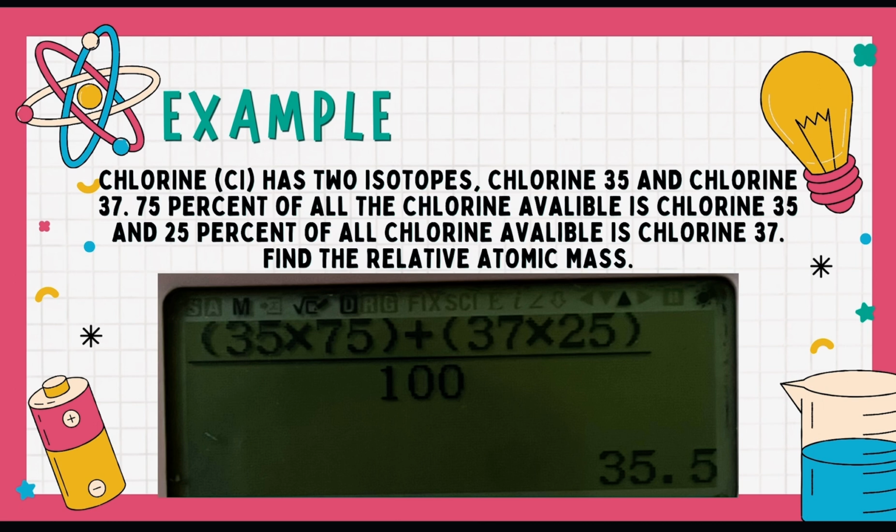Now, you need to find the relative atomic mass of the element chlorine. So what we are going to do is multiply the amount of neutrons in the nucleus, which in the first isotope, chlorine 35, is 35, by the abundance percentage, which is 75%. And then add that with the second isotope. The second isotope is chlorine 37, and it has 37 neutrons in its nucleus, and it is 25% in abundance naturally. And then you need to divide that quantity by 100.